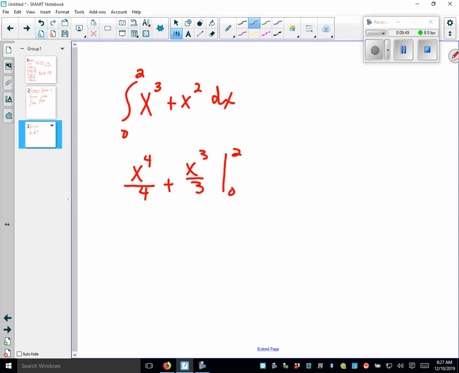2 to the 4th is 16. So do I have 16 over 4? Yes. Which is 4, plus, what is this? No. Minus 0? Isn't it F of B minus F of A? Yes, you subtract. F of B minus F of A. Like, A on bottom, B on top.